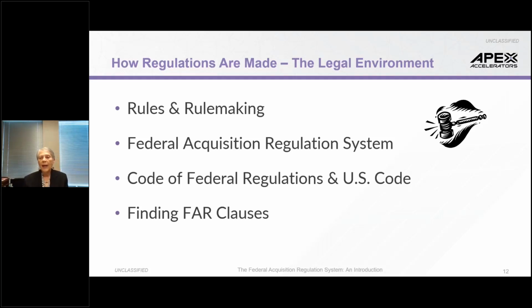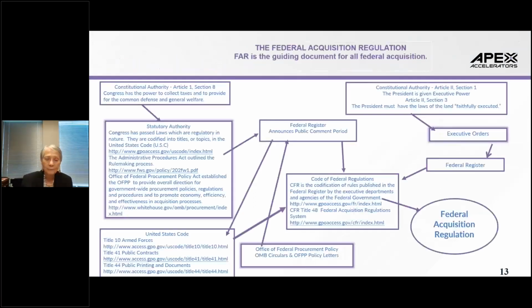I want to look a little bit at how the rules are made. Regulations are made, and it's a very procedural situation. It's a highly legal environment. So we're going to look at the rules and rulemaking. First, we're going to look at the Federal Acquisition System regulations, and also the Code of Federal Regulations and the U.S. Code. And then we're going to talk about finding some of the FAR clauses.